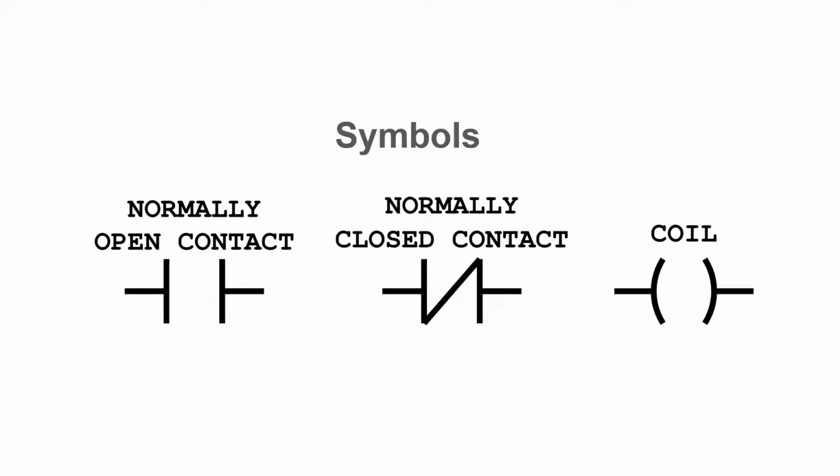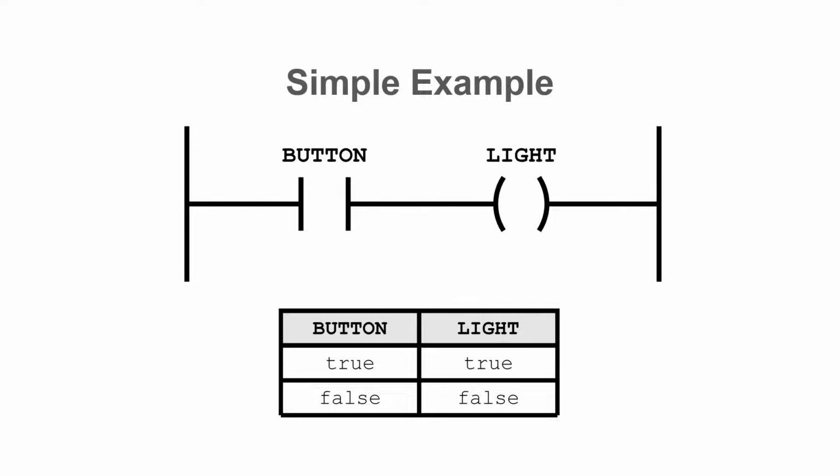Notice that there are different ways of representing the inputs and outputs in a diagram. For this survey, we will focus on 3 different symbol representations: the normally closed and normally open contacts to represent inputs, and the coil to represent outputs. Let's start with an example in ladder logic.